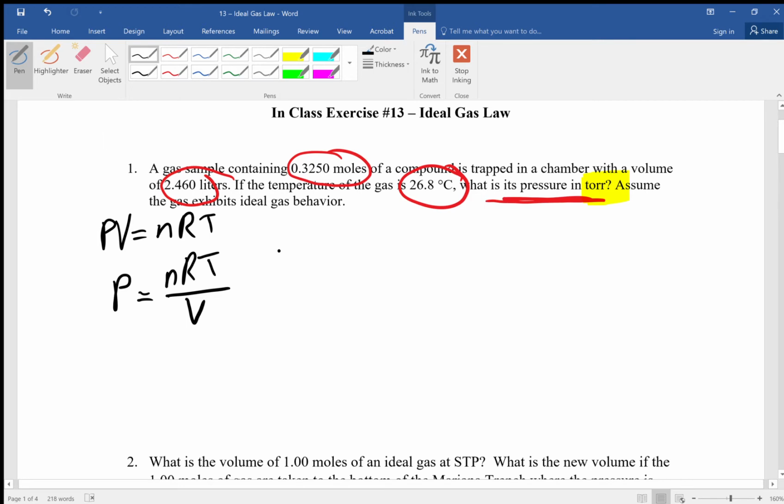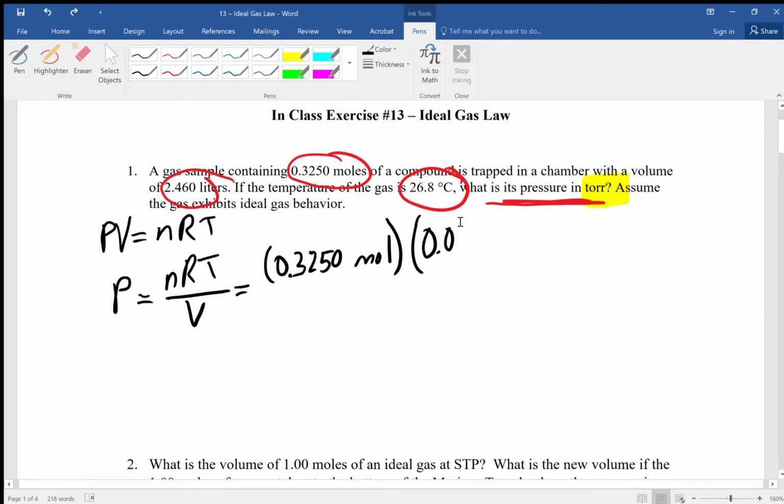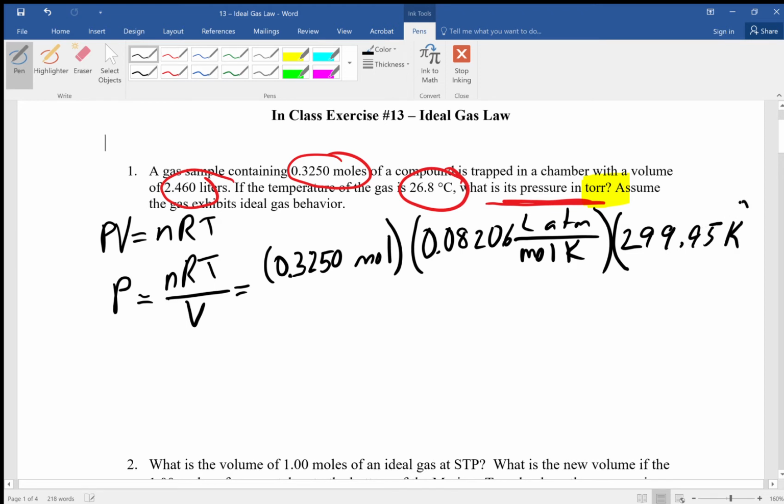So our number of moles is already in moles, so that we can use as is. R is the constant, that's as is as well. The temperature is given in Celsius. We need to convert that to Kelvin. And the volume is given in liters, which is where it needs to be also.